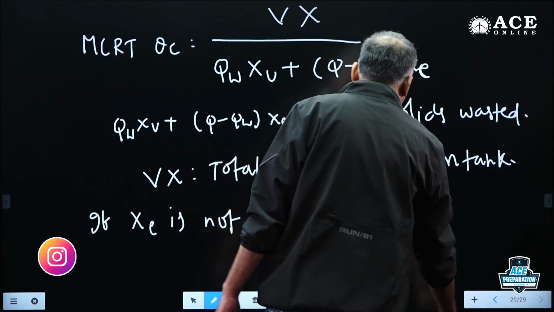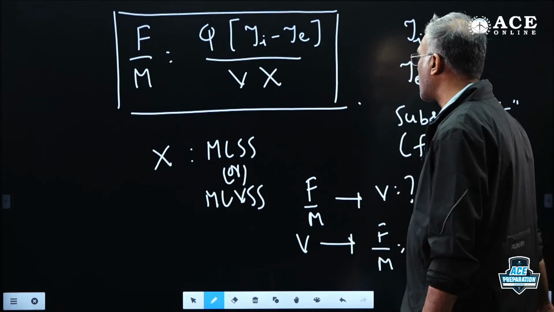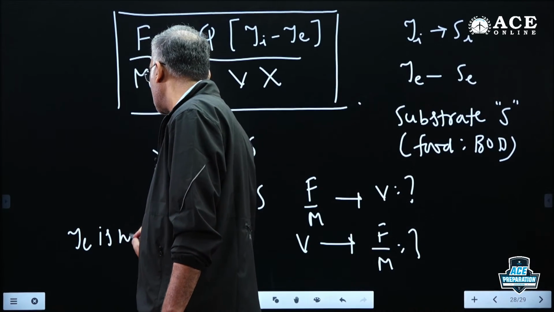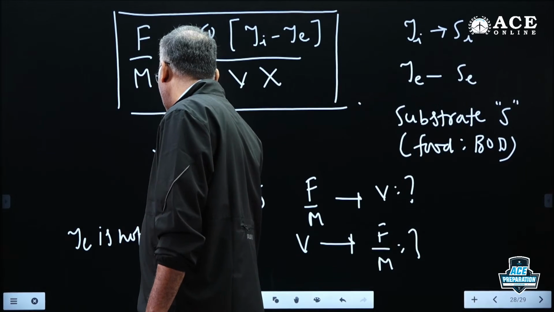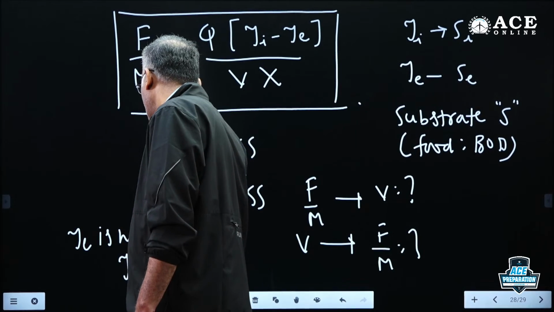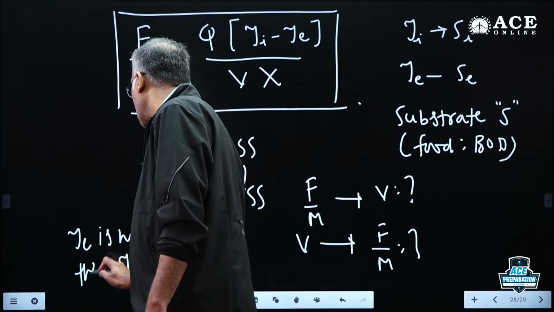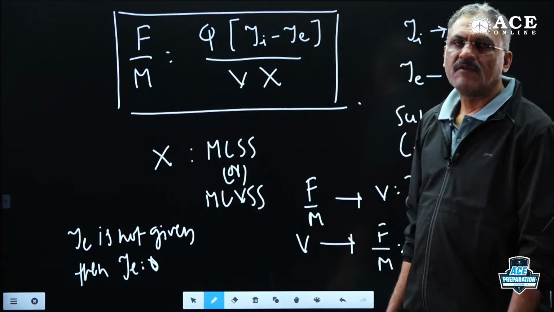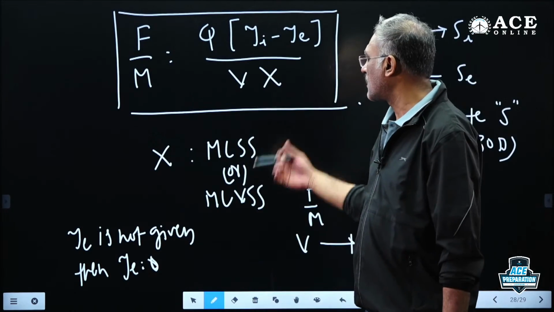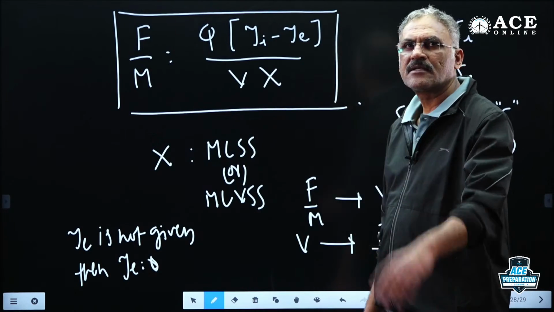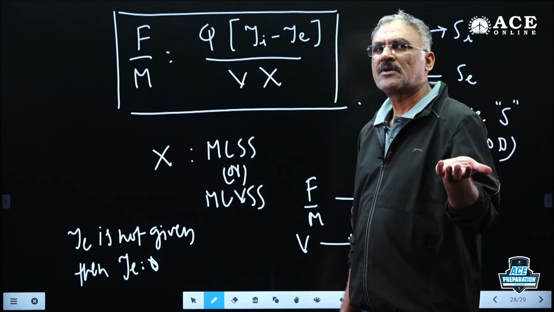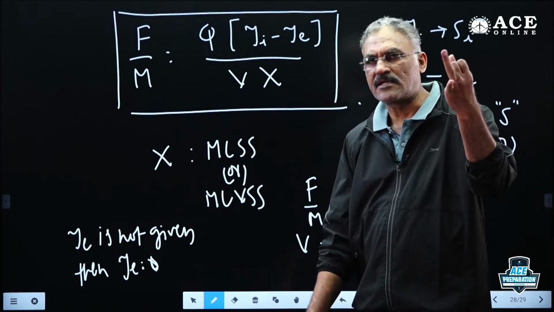Similarly, as in the last slide, whenever YE is not given, it can be taken as 0. If all of the BOD is removed from the process, then YE becomes 0. If a little BOD remains there, then that YE value will be given to you, and using that value you can work it out. So two parameters, if not given and if required, you can take them as 0: one is XE, the other one is YE.